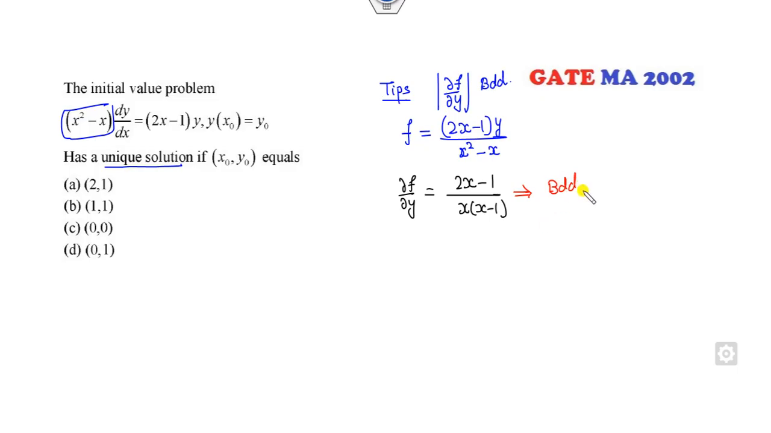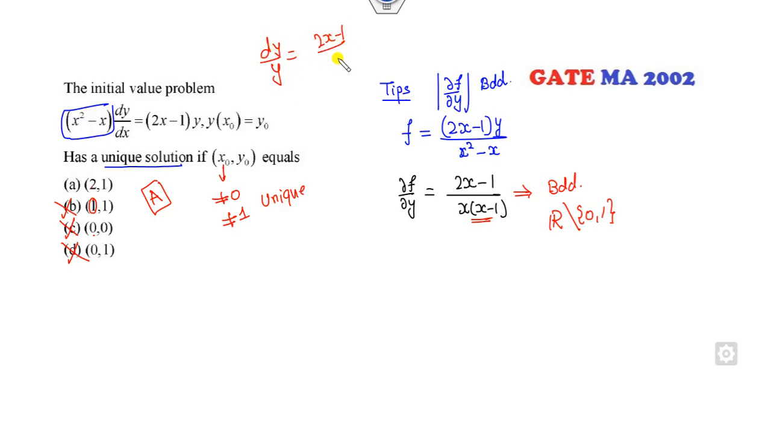When will it be bounded? The collection of all points apart from 0 and 1, because at 0 and 1 this is unbounded. It means x naught will not be 0 or 1, then it will give you a unique solution. So you can see this value is 1, so this option is cancelled, this is 0 cancel, this is 0 cancel, and the right option is A. You can see there is no need to solve the equation. Some students may think they can solve it this way, like x square minus x, then integrate, then find the solution. Why is there a need for that? Simply apply the concept of the unique solution.